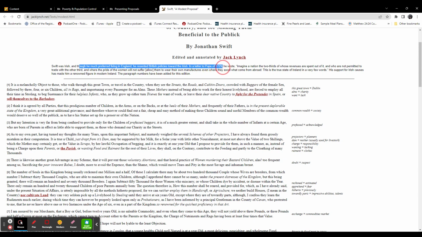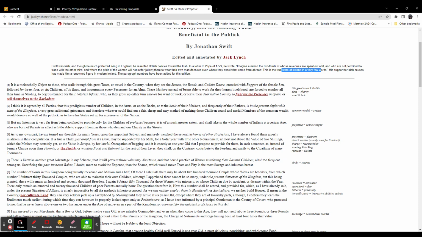And this is a letter to Pope of 1729. Imagine a nation, the two-thirds of whose revenues are spent out of it and who are not permitted to trade with the other third, and where the pride of the women would not suffer, allow them to wear their own manufacturers even when they excel what come from abroad. This is the true state of Ireland in a few words. And this is exactly what this whole thing is about.